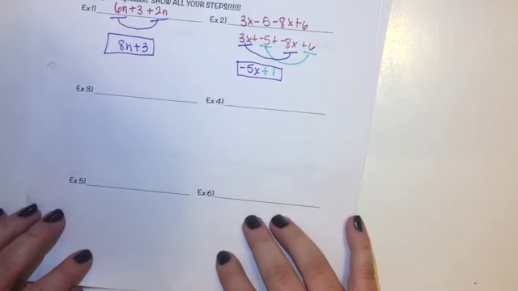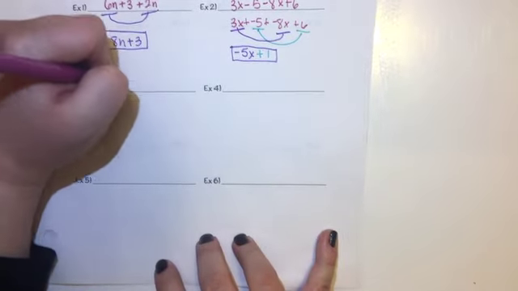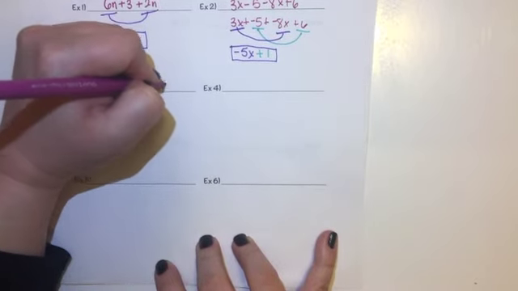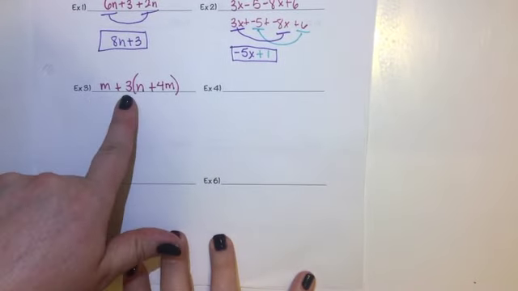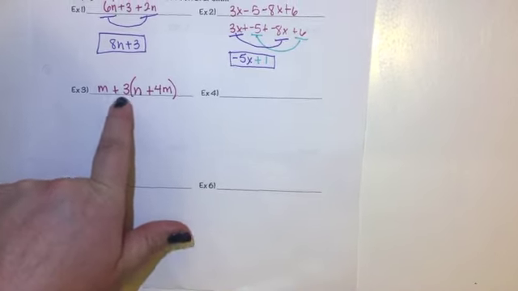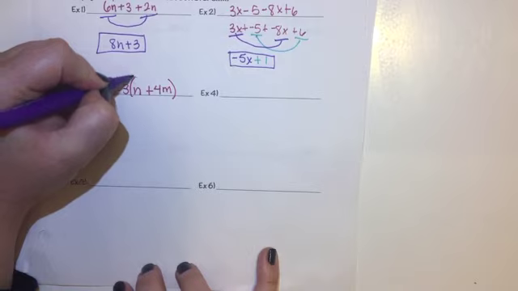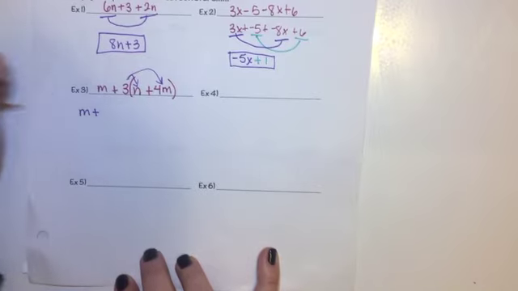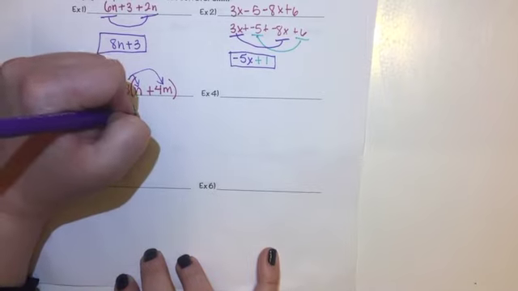Now let's go ahead and move on to example number 3. Example number 3 looks like m plus 3 times the quantity n plus 4n. What we're going to do here is notice that we've got an expression inside of parentheses with a coefficient right outside. So we're going to eliminate those parentheses by distributing our 3 to everything inside. So when I rewrite my expression, I'm going to have m plus 3n plus 12m.